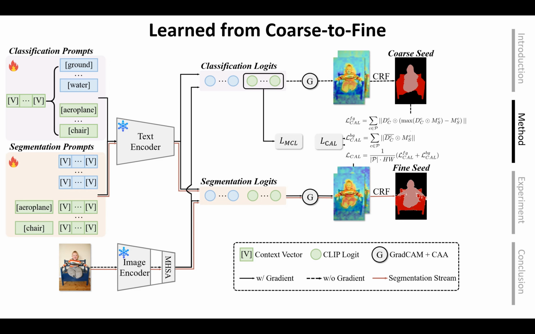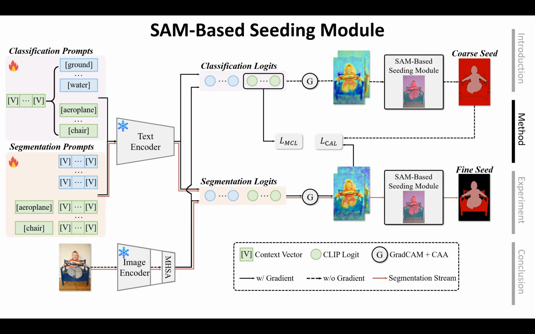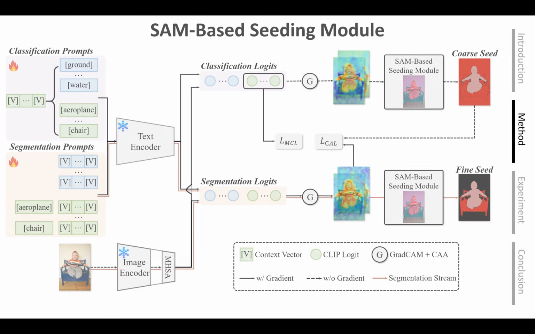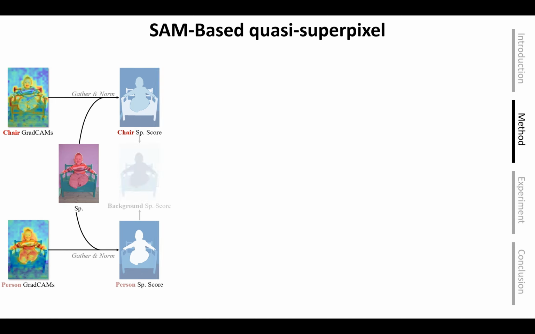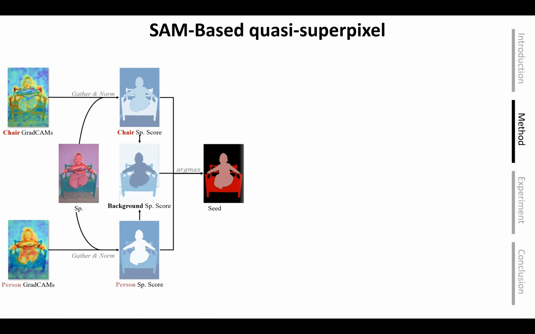Finally, instead of using dense CRF or AffinityNet like previous WSSS methods to refine the CAMs, we design a SAM-based seeding module for refinement, which takes advantage of class-agnostic part or object-level masks produced by SAM to generate seed maps. The SAM-based seeding module gathers quasi-superpixel foreground scores from CAMs, then computes the background score and determines the semantic class of each quasi-superpixel and pixel.